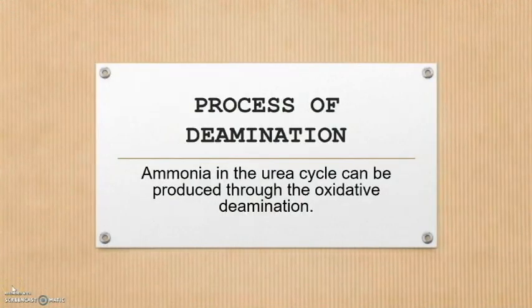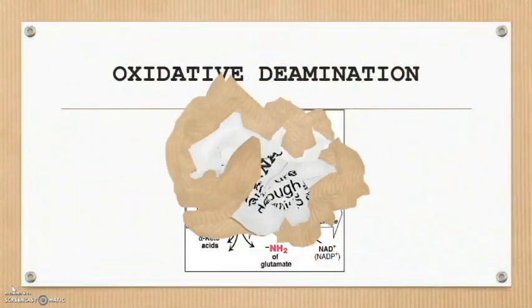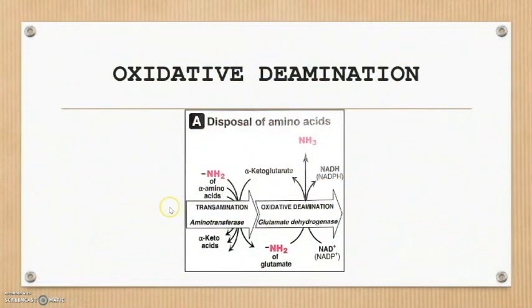Ammonia in the urea cycle can be produced through oxidative deamination. The oxidative deamination occurring in cells involves the amino acid glutamate, which can be oxidatively deaminated by the enzyme glutamate dehydrogenase. This reaction uses either NAD+ or NADP+ as a coenzyme. This reaction generates alpha-ketoglutarate and ammonia. The free ammonia will be used in the urea cycle.